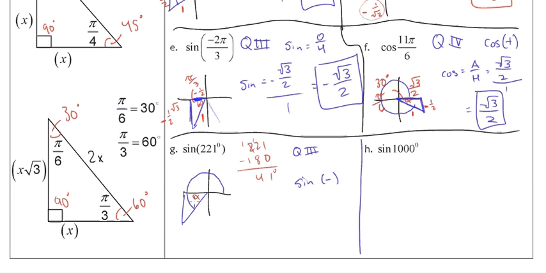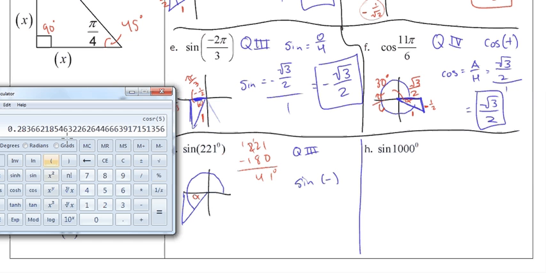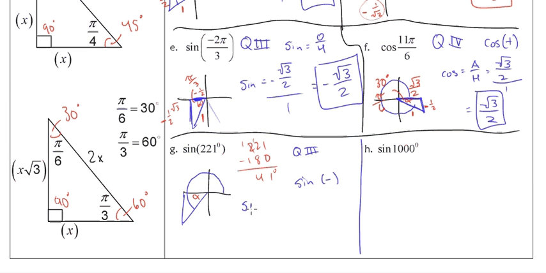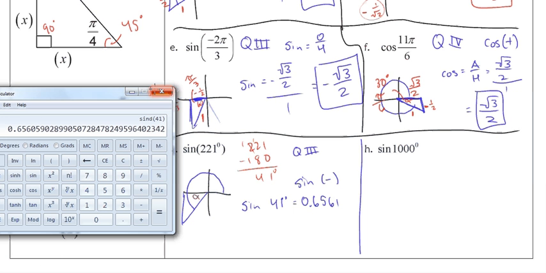Now, it's not one of our special right triangles, so we can't use those tools to help us, but I want to do a couple of things. We know that sine is going to be negative in this third quadrant, but let's first hit, what's the sine of 41 degrees? Okay, and so it's 0.6561. So sine of 41 degrees is 0.6561. We'll round it to the fourth decimal there.